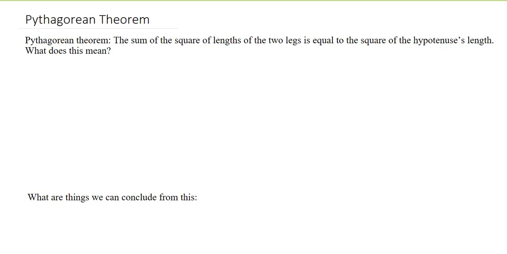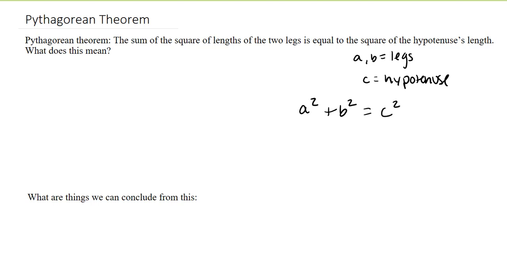Pythagorean Theorem. So the Pythagorean Theorem states that the sum of the squares of the lengths of the two legs is equal to the square of the hypotenuse's length. What does this really mean though? Let's go ahead and write this out. If A and B are the legs and C is the hypotenuse, we would go A squared plus B squared is equal to C squared.